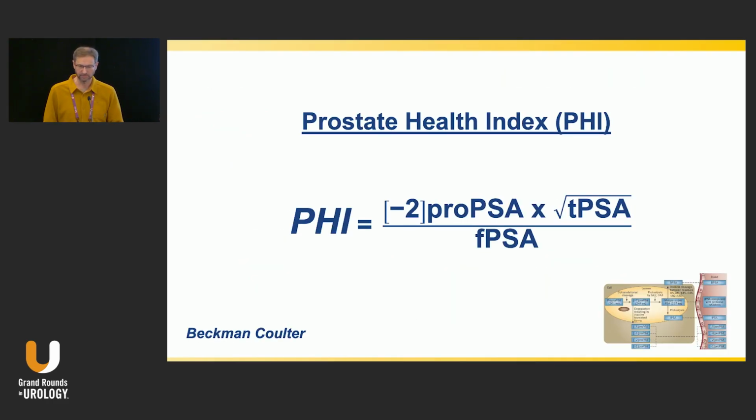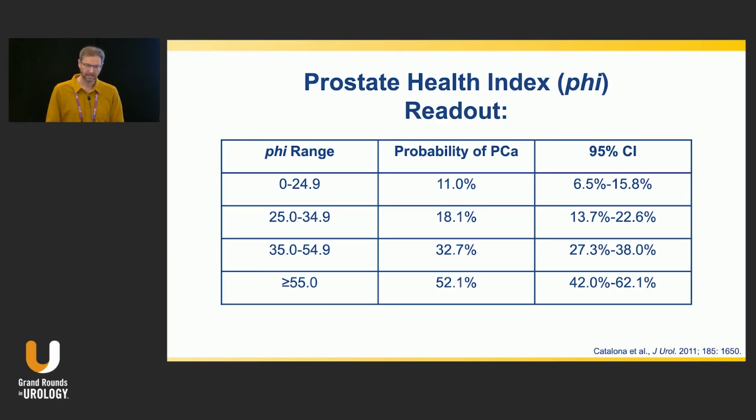PHI was approved by the FDA for cancer detection in this gray zone of 3 to 4 to 10. And it's this algorithm of pro-PSA, total PSA, and free PSA. In the original publication by Catalona, and these numbers have changed a bit over time, but basically you get 4 quartiles of risk. If your PHI is 0 to 25, your probability of cancer is on the order of about 11%.